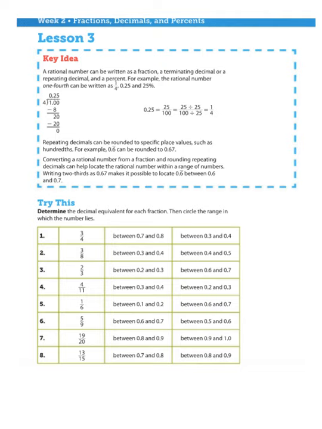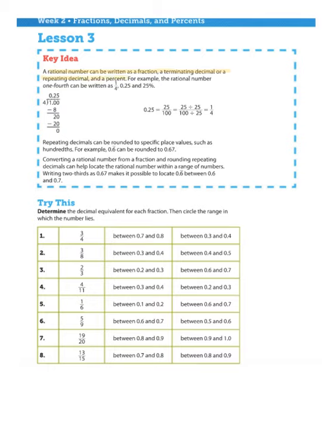In lesson 3, we're going to be talking about decimal equivalents for fractions. In your key idea, it says a rational number can be written as a fraction, a terminating decimal, a repeating decimal, and a percent.